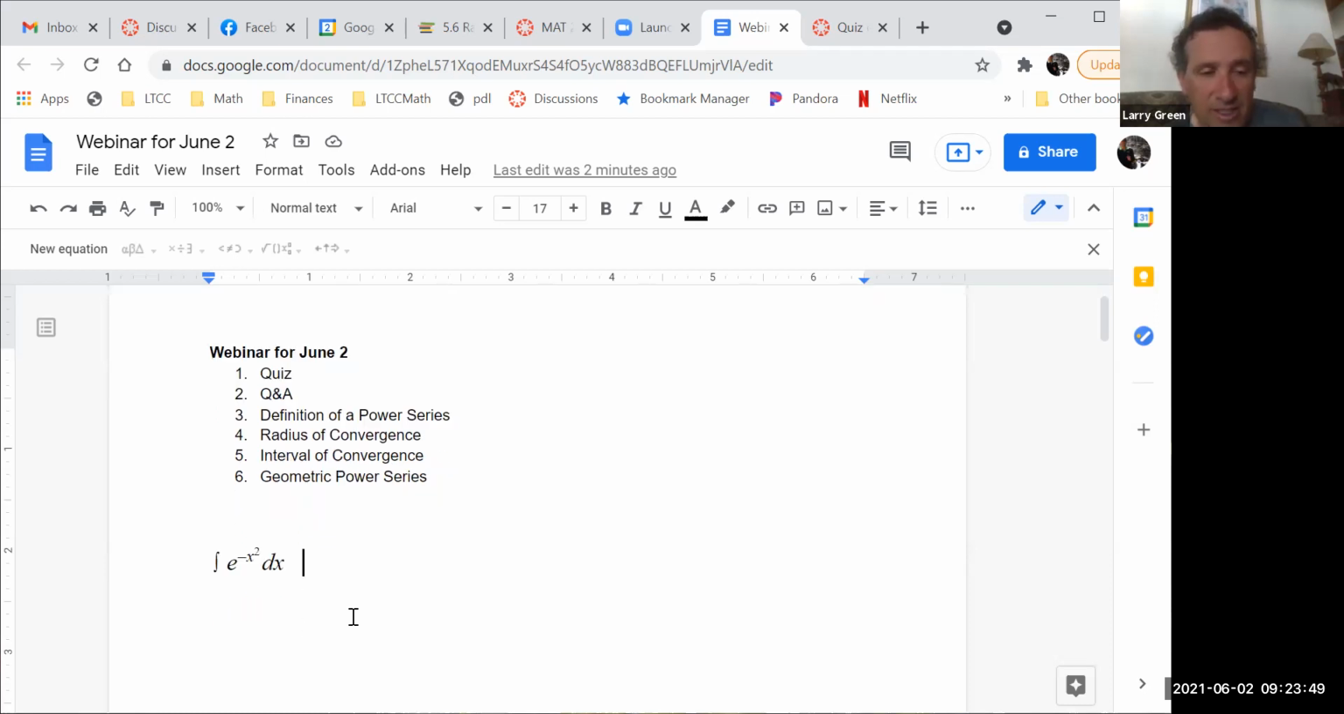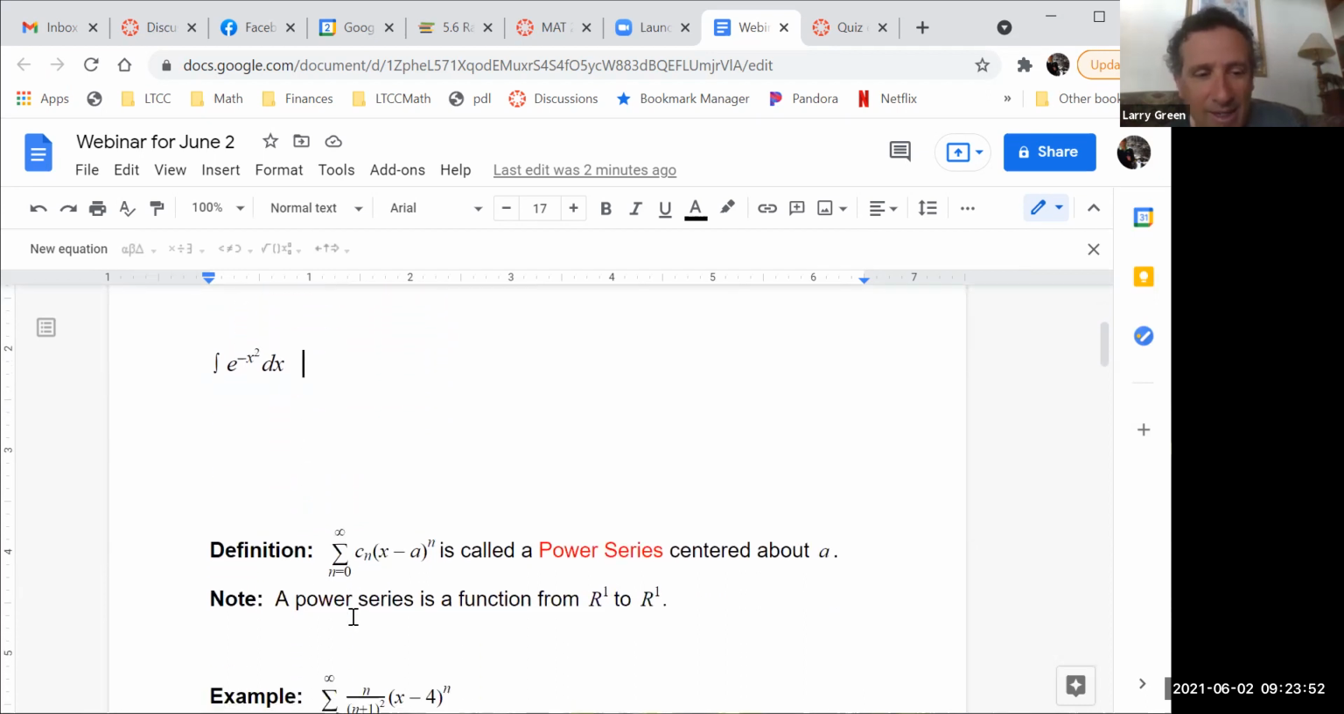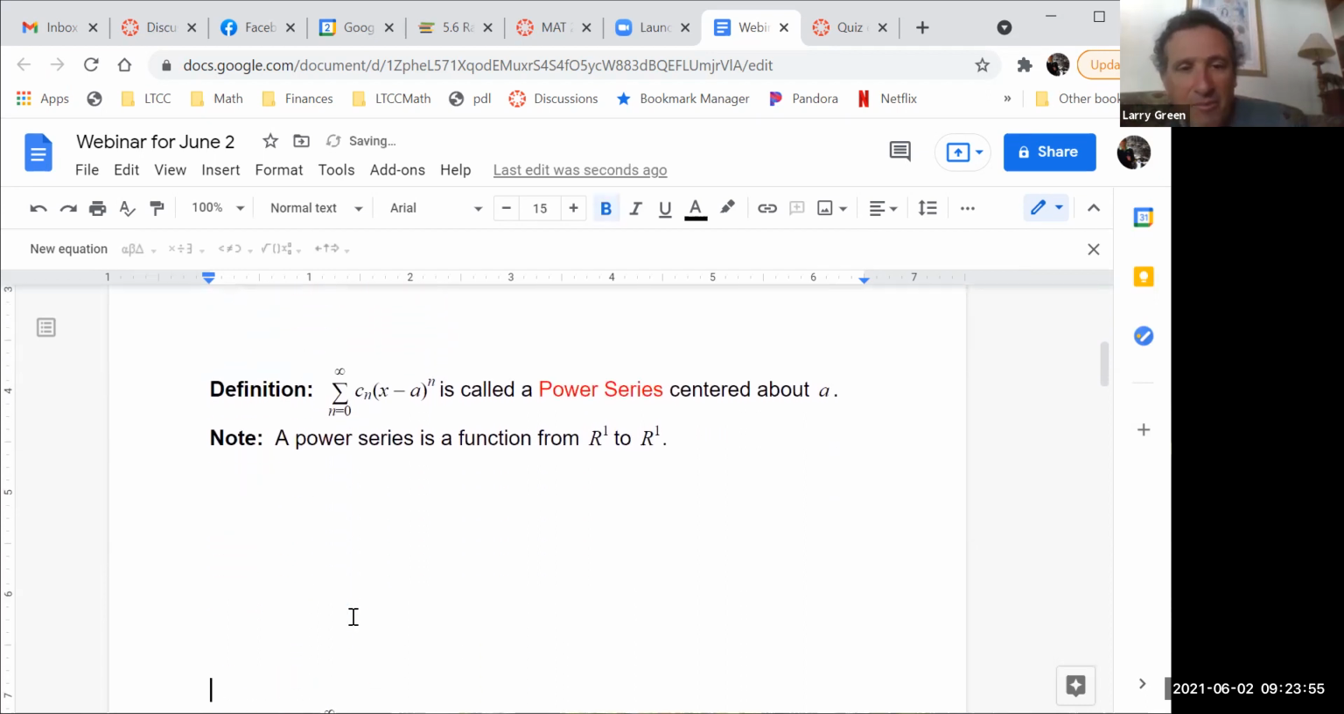That's the big deal. So let's go ahead and I'm going to give you the big definition of the whole chapter. And that is called a power series. Okay. So the summation n equals 0 to infinity of c_n (x minus a)^n is called a power series centered at a. Okay. It's a power series centered at a. You don't actually have to start at n equals 0, but that's pretty standard.